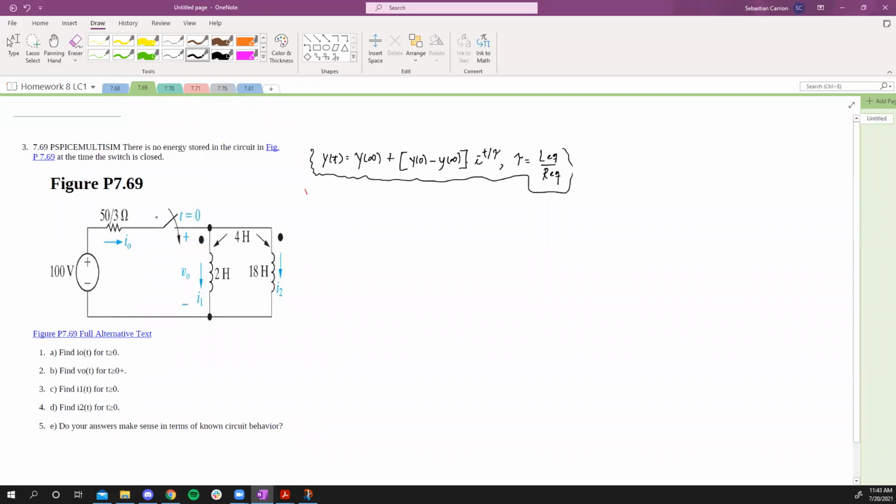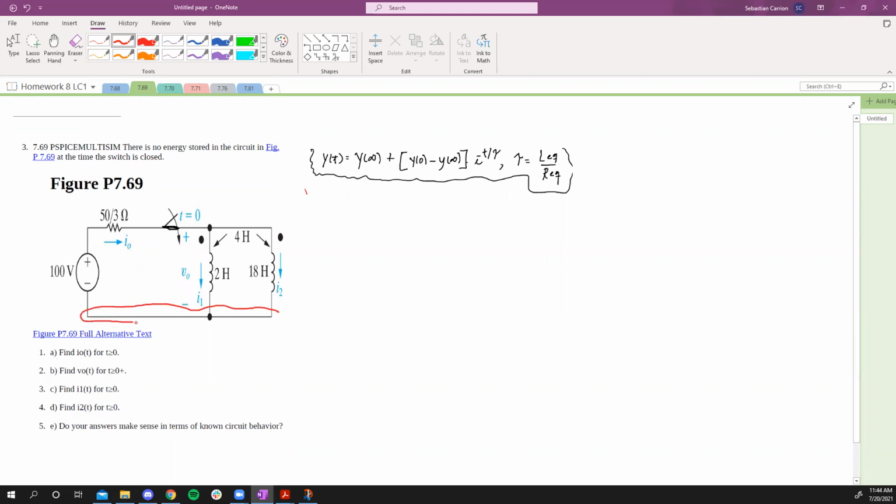Okay, so problem 7.69, there's no energy stored in the circuit at the time the switch is closed, and we repeat the same steps as problem 7.68. So let's go ahead and do the circuit analysis. I'm going to close the switch. You already know the drill.